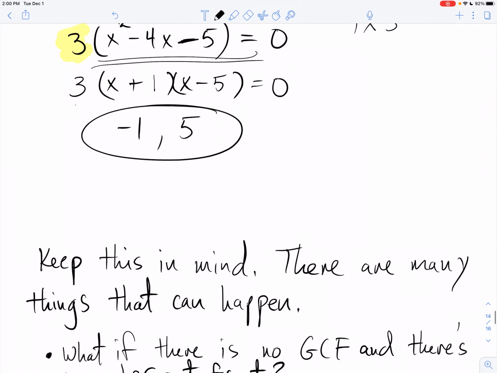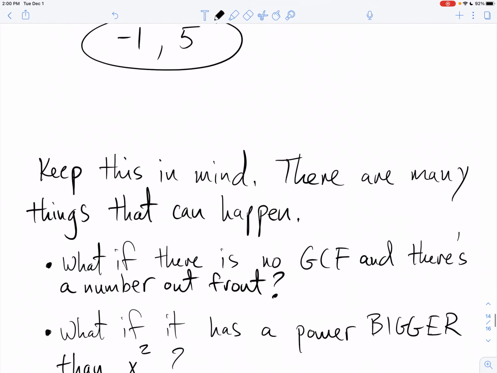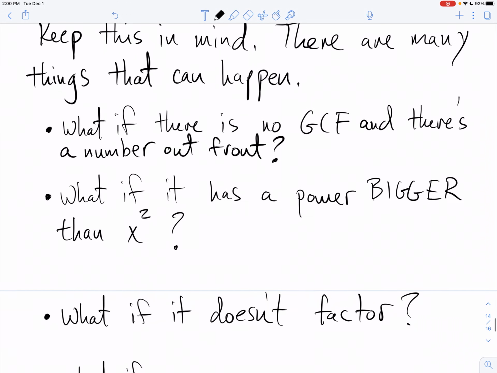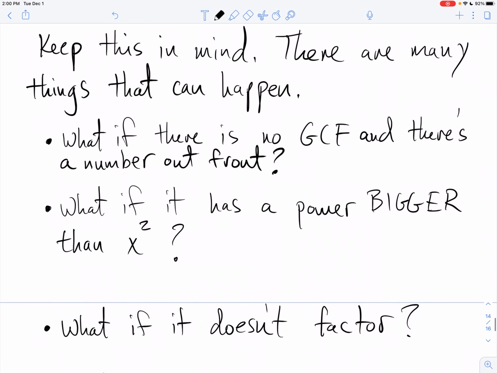So here's the takeaway from this lesson. Keep this in mind. There are many things that can happen. What if there's no GCF and there's a number out front still? What if it looks like this? 2x squared minus 5x plus 9 equals 0. What if I can't take out a GCF? Well, guess what? That's not on this test. Oh, so if it's not on the test, don't worry about it yet. Okay, so that is not an issue.